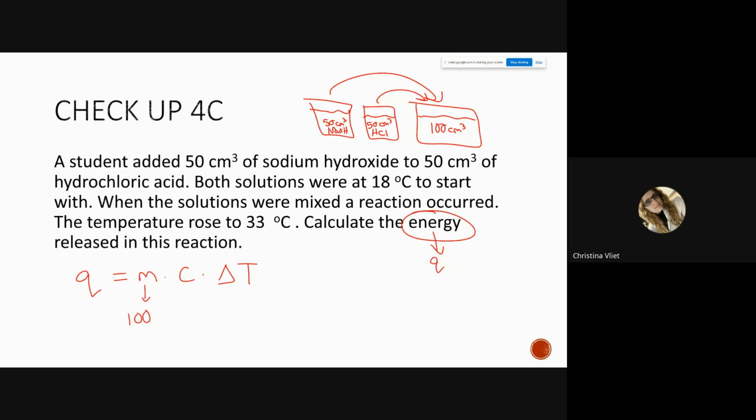Then why couldn't we add it? Because these are equal amounts, like 50 and 50, and it will change your mass volume. With neutralization, you just add the volume. That's a significant difference, whereas 14.5 is not a significant difference. C, what's the number for C? 4.184. And the delta T, 33 minus 18.